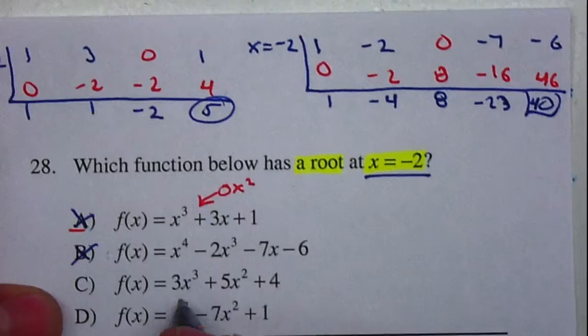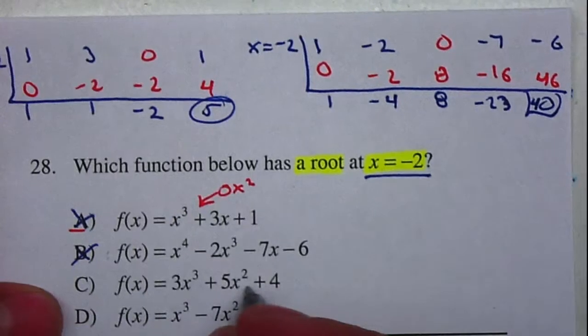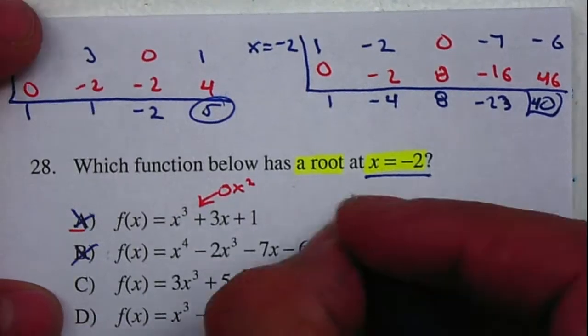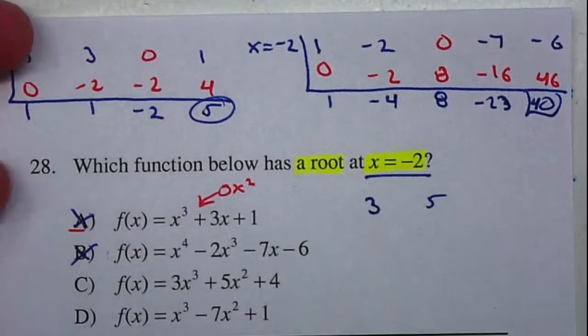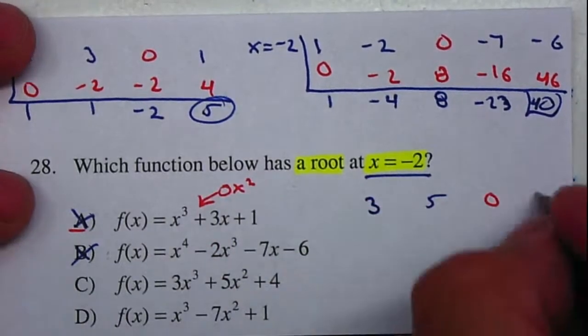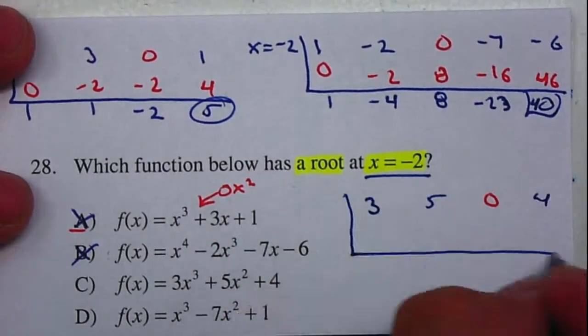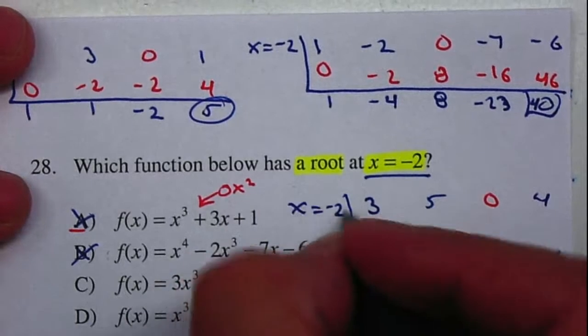So let's try letter C. Am I missing any exponents? I'm missing a 0x. So therefore, I'm going to fill it in. So we have 3, 5, 0, and 4. I'm going to let x equal to negative 2.